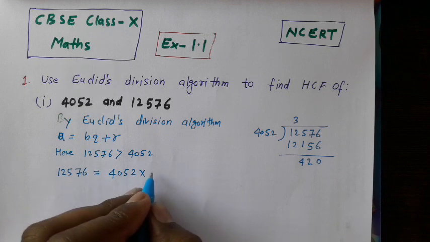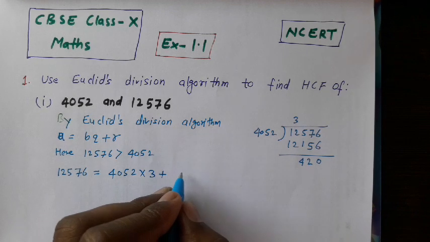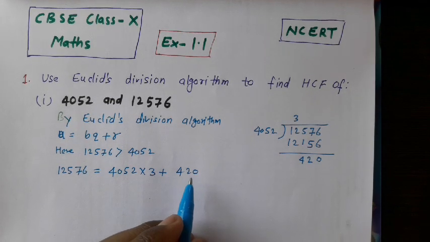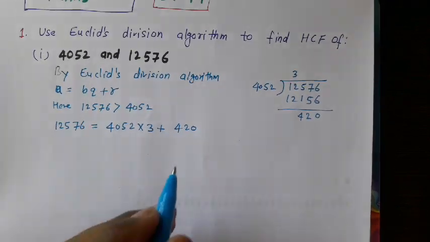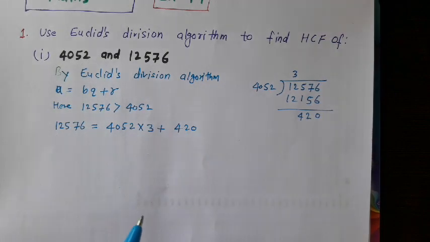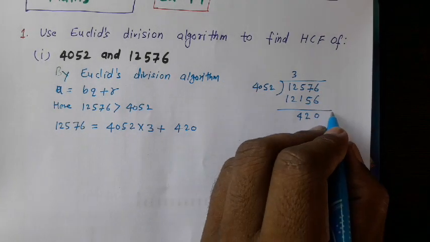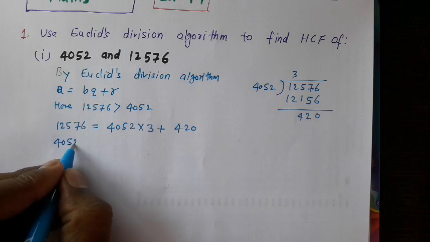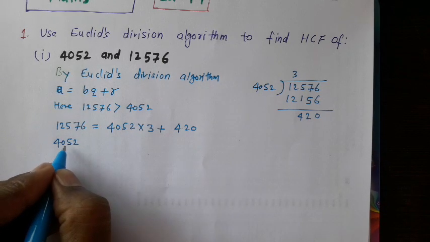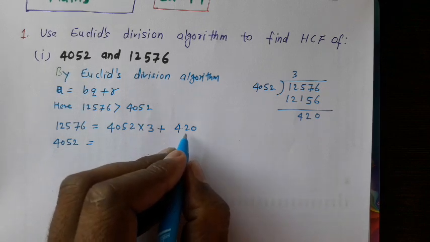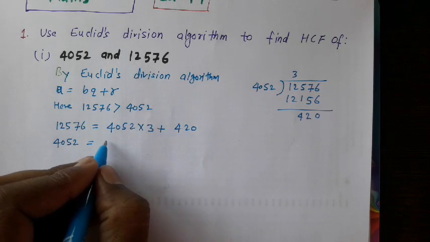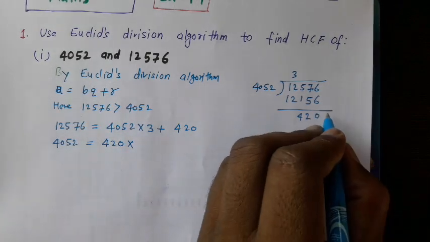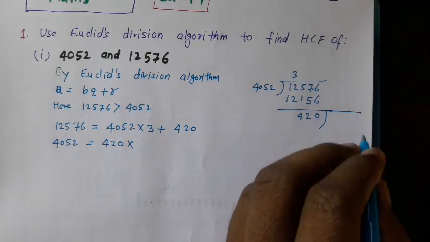4,052 multiplied by 3 plus remainder 420. Now the remainder is not 0 here. If the remainder is not 0, then we continue this process. Again, 4,052 will be the dividend and the remainder will be the divisor. Here it will be 420.